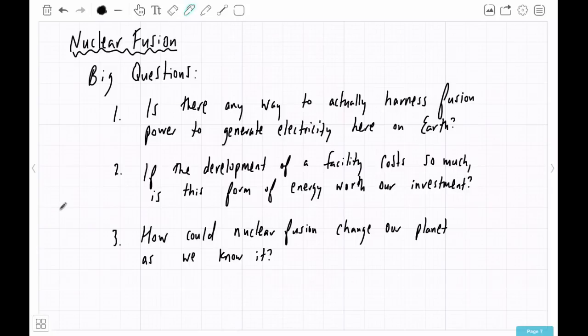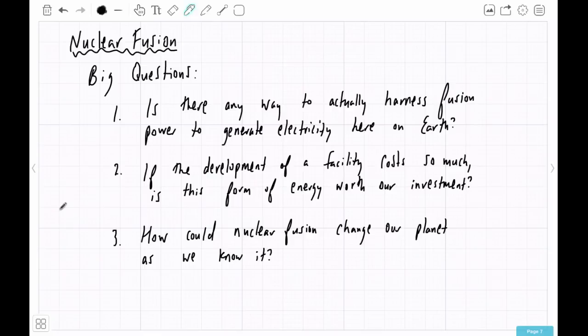Nonetheless, if the development of the facility costs so much money, is this form of energy really worth our investment? Well, at this point we have to think of both the direct and indirect costs and benefits. Of course, it's so expensive up front. The research, paying all these nuclear physicists to actually come up with a sun inside a room, you can imagine that that is so pricey. But think about the indirect benefits, such as the benefit to the environment. If nuclear fusion can fuel our planet, think of all the coal mines and all the fossil fuels that we will no longer need for our energy requirements.